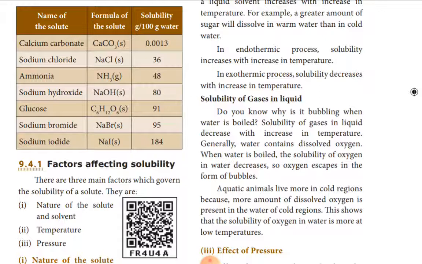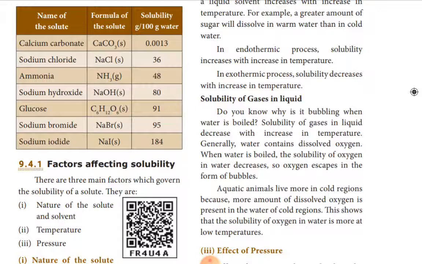So water contains dissolved oxygen. When you heat the water, what happens? When water is boiled, the dissolved oxygen escapes out in the form of bubbles. That's why, when the water is boiled, we see the bubbles. What are bubbles? Bubbles are nothing but the dissolved oxygen in water escaping out.